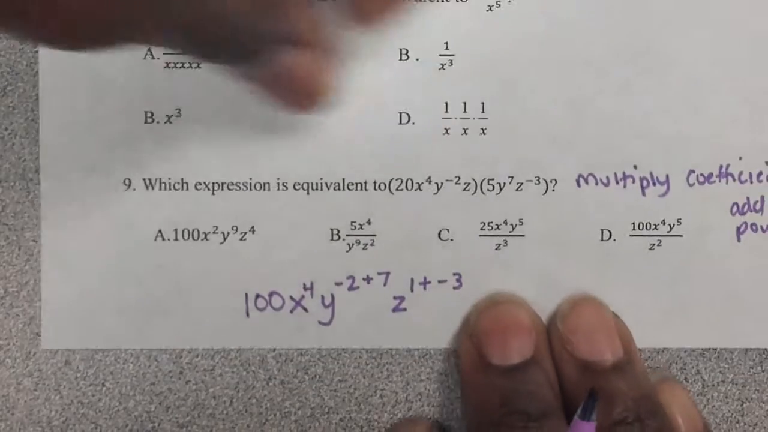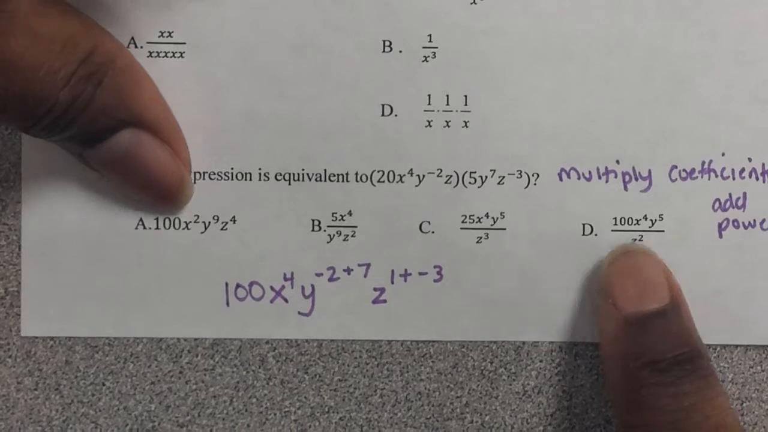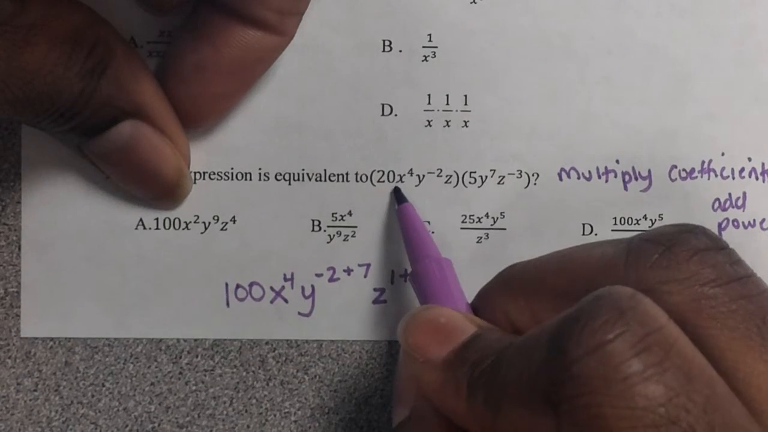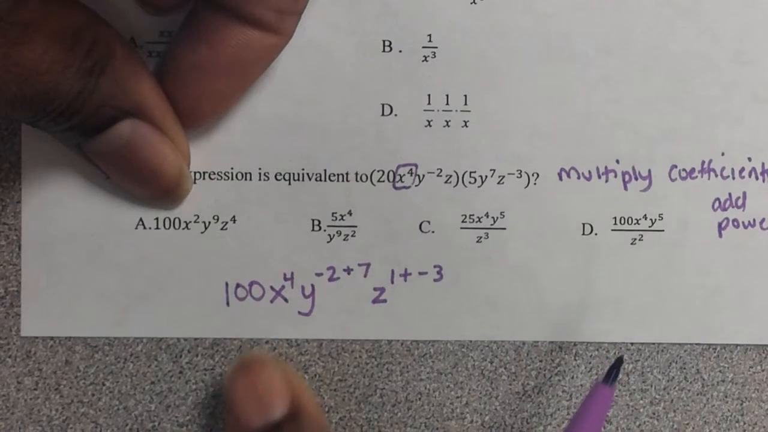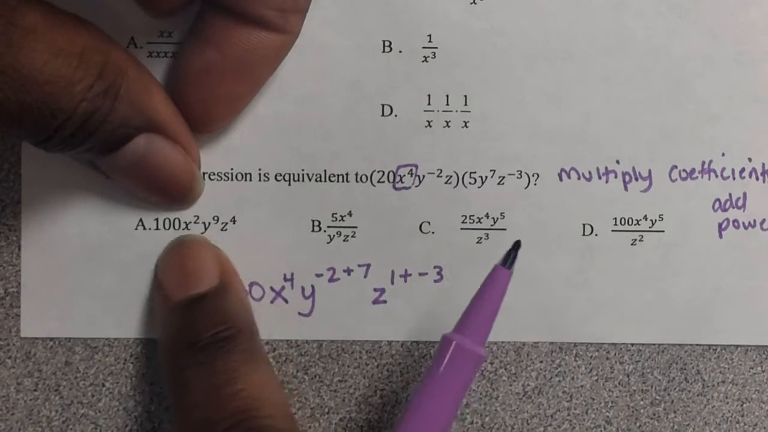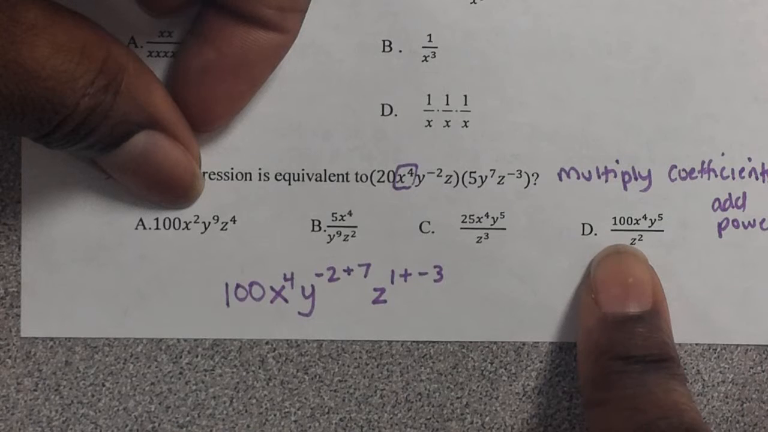If you look at your answer choices, there's only 2 of them that actually have a coefficient of 100. Look at your x. Notice this x variable is the only one that has an x. So you better have an x to the 4 in your problem. Does A have an x to the power of 4? No. So D looks like the answer. However, let's keep going here.